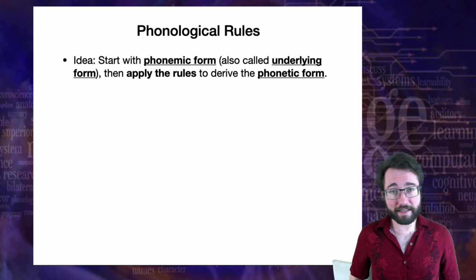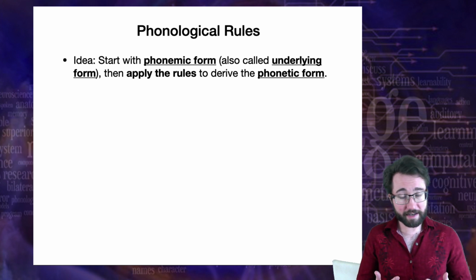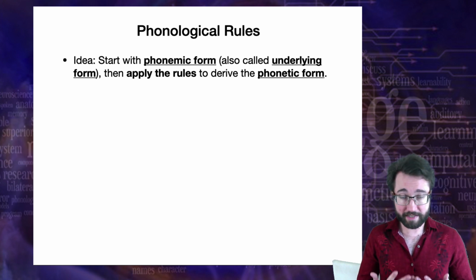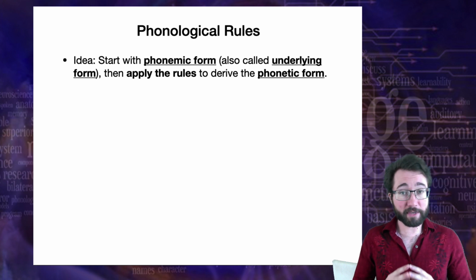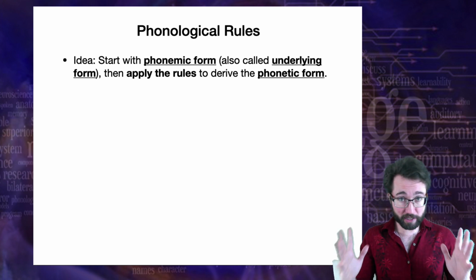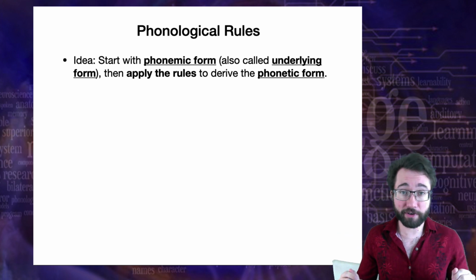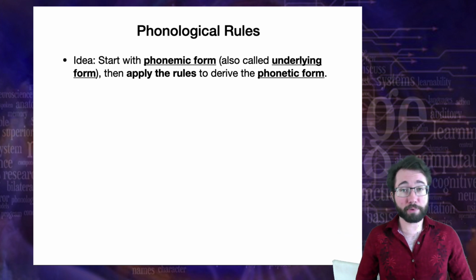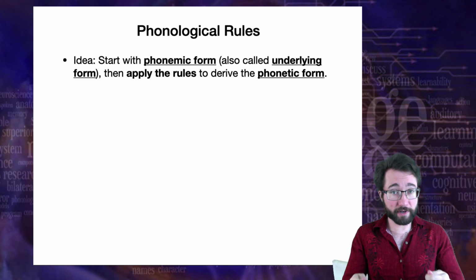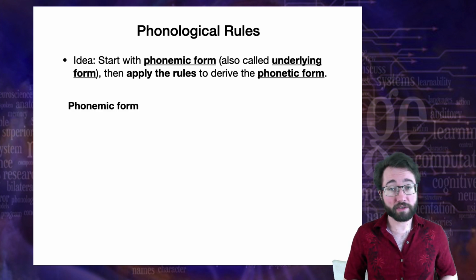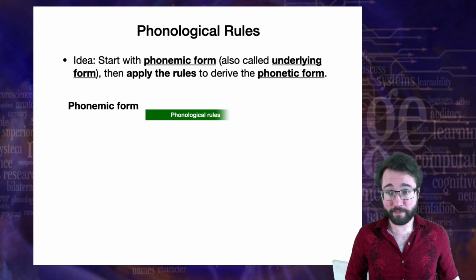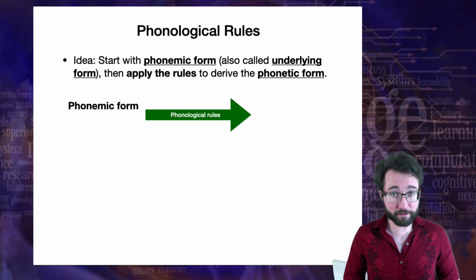So the idea is that when you're describing, say, the sound structure of a word, you start with an underlying phonemic form, which is just the sequence of phonemes. That's also called an underlying form. Then you apply the rules in order to generate or derive the phonetic form. Here's what that looks like. You have an underlying phonemic form. You apply a bunch of phonological rules, and you get out a phonetic form.